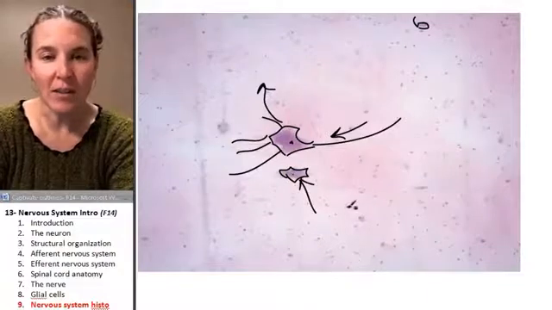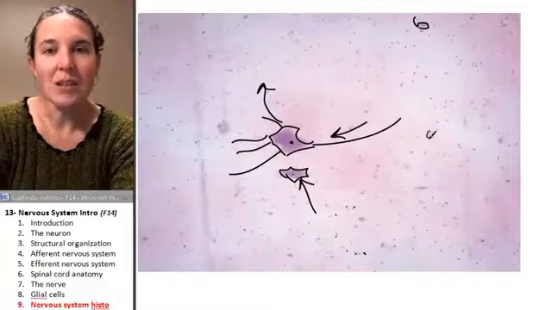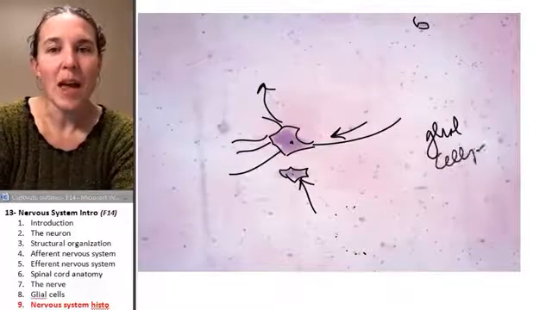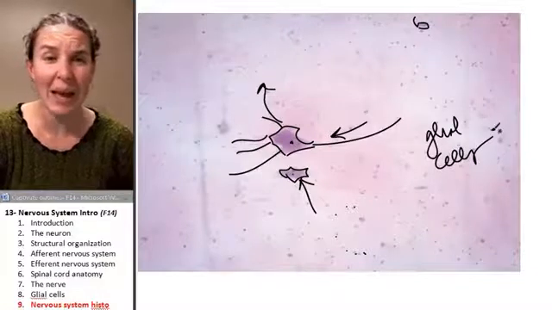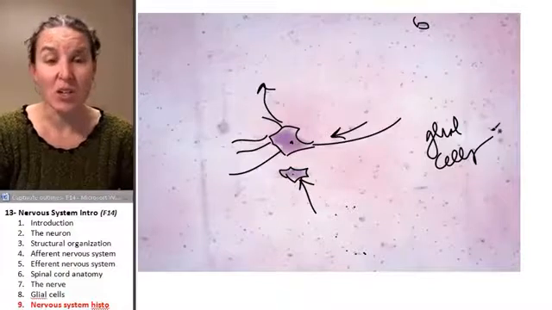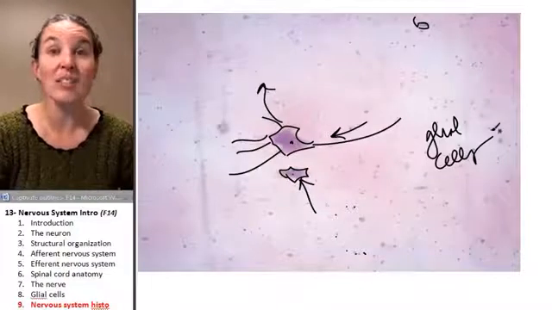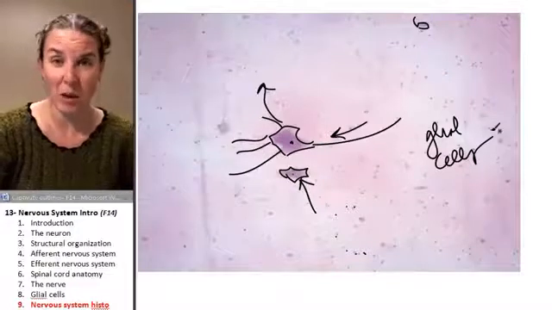What are all these other little dots out here? Look, I'm making more of them. Those are glial cells. Can we even tell what kind? No, they're just glial madness. And we can see their nuclei, and that's about it. So the neural tissue is kind of vague, but that's because it's a smear.